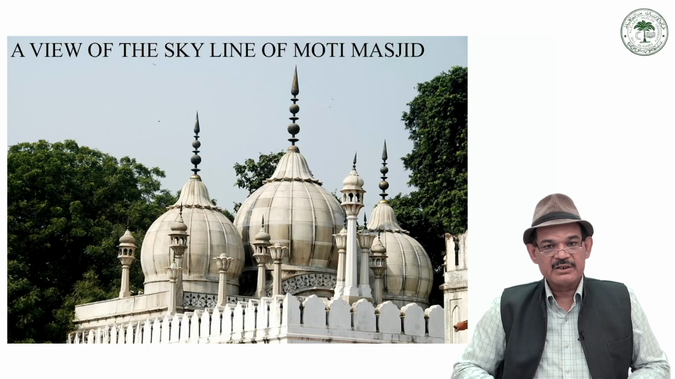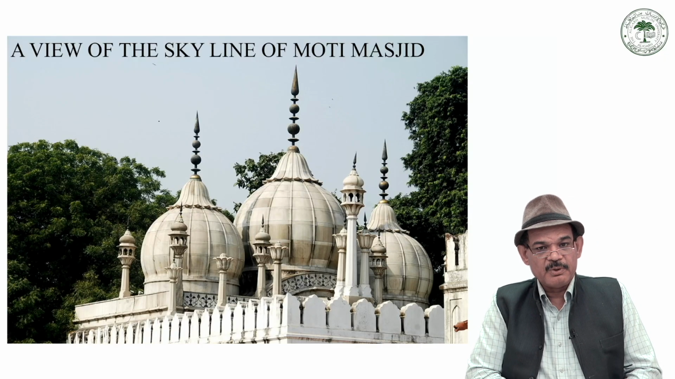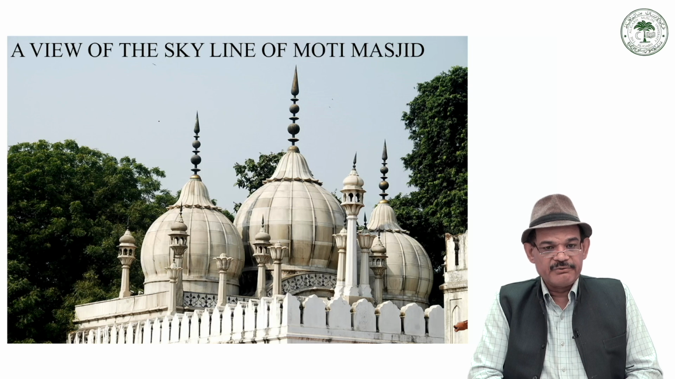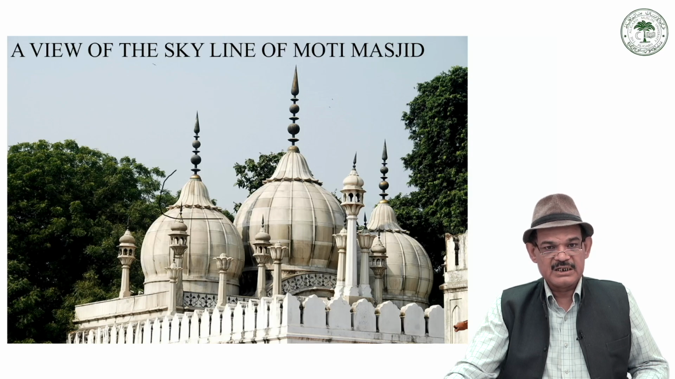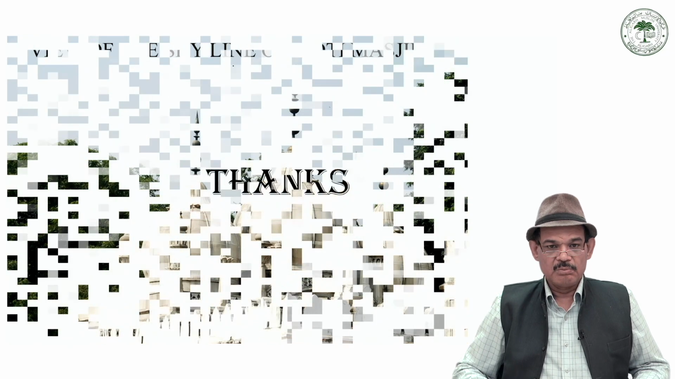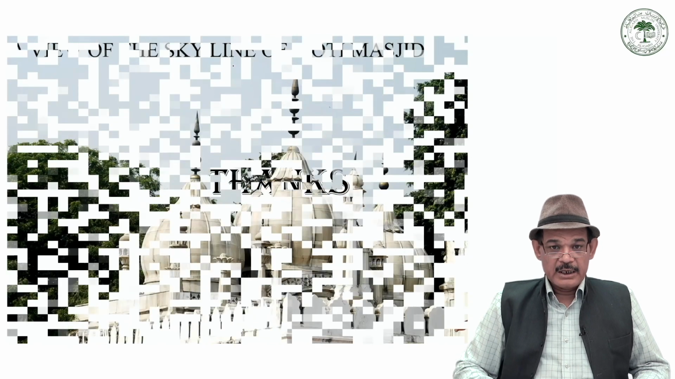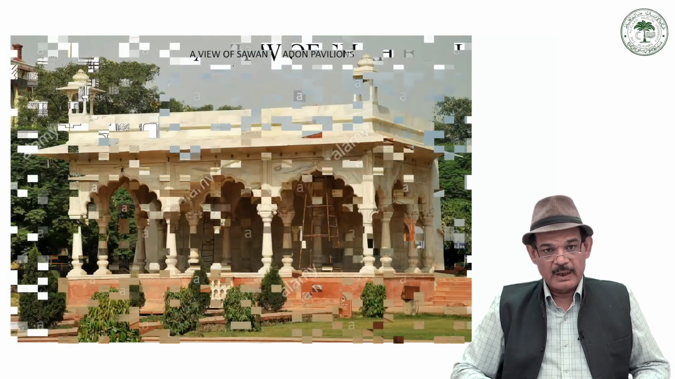Now you see these are the fluted domes of the Moti Masjid. Even the size and shape of the dome is a little bit different, though they were bulbous domes, but the prominence of the inverted lotus was made in such a way that it disturbs the vertical proportion of the whole masjid.